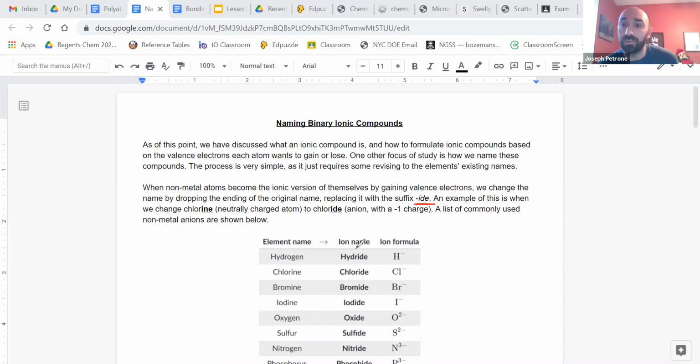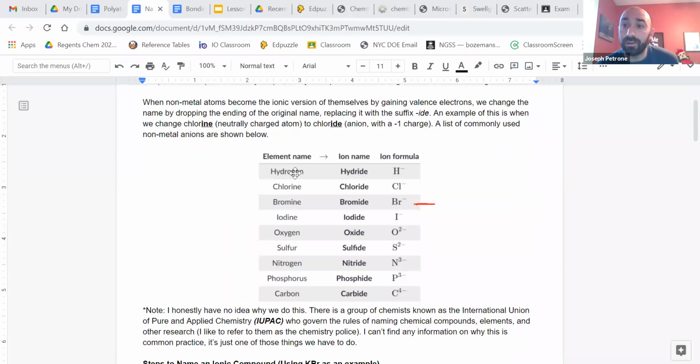So we need to make sure that we're following the structure. So I have down here just a list of various elements in their neutral atomic state, the name, and then the name when they become the ion. So like I just went through before, we have chlorine. So chlorine turns into the chloride ion. So when it gains that one more valence electron to fill its full shell, it becomes the ion, and that's just how the name changes. Bromine turns into bromide, iodine turns into iodide. So the naming structure is pretty similar.